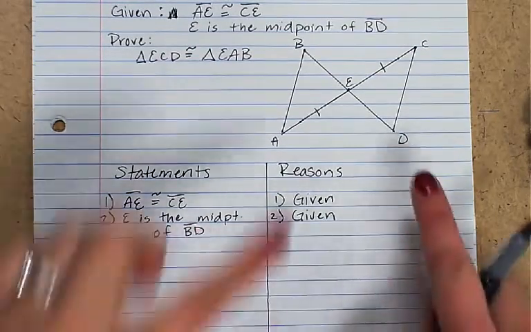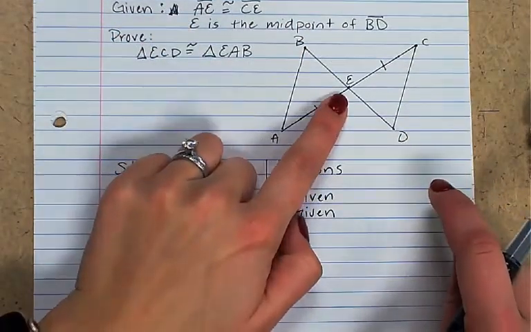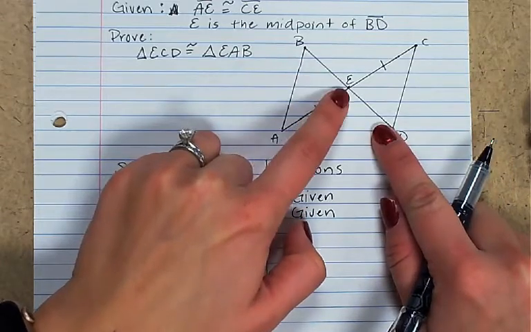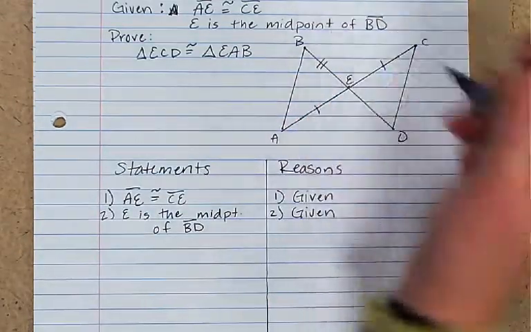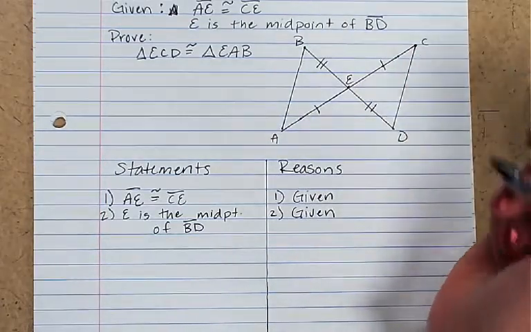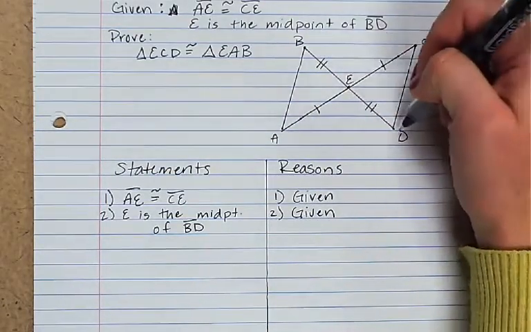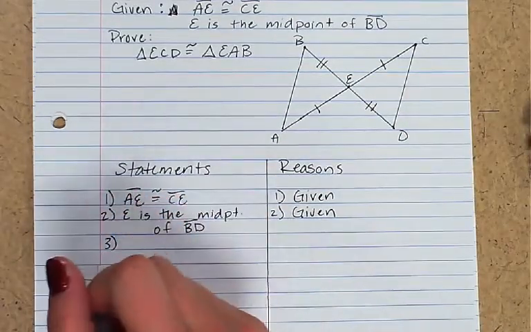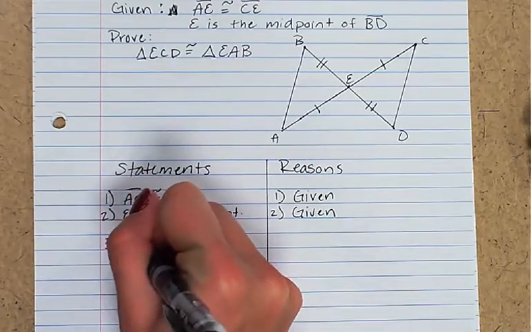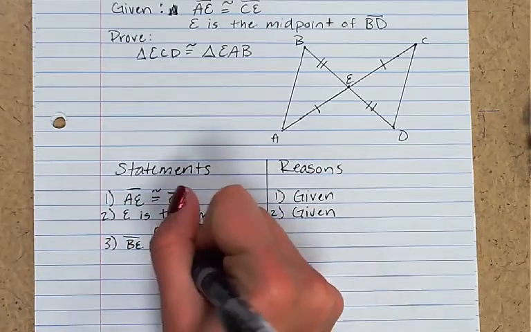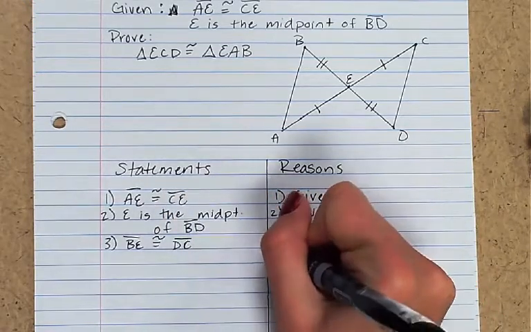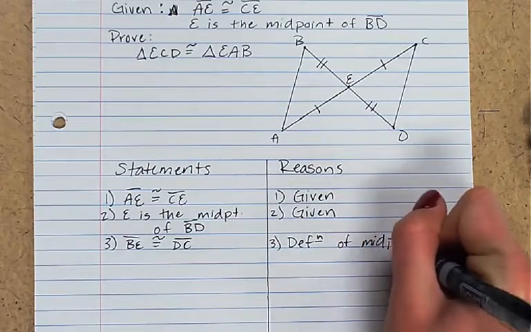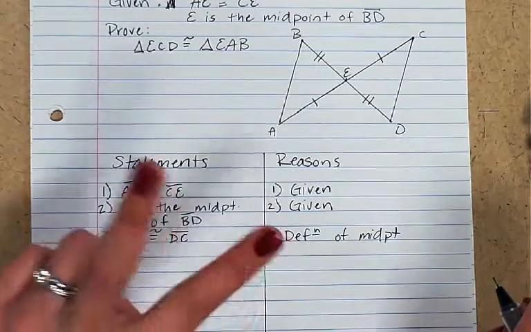If E is the midpoint of this segment, midpoint means you're cutting it perfectly in half. So if the whole thing was 10, it would be 5 and 5. What that means is this midpoint makes BE congruent to DE. Remember that order matters in the way you name things. So BE, DE. From this statement here, I got another congruent statement that BE is congruent to DE. And that is the definition of midpoint. To be a midpoint means it cuts things in half.